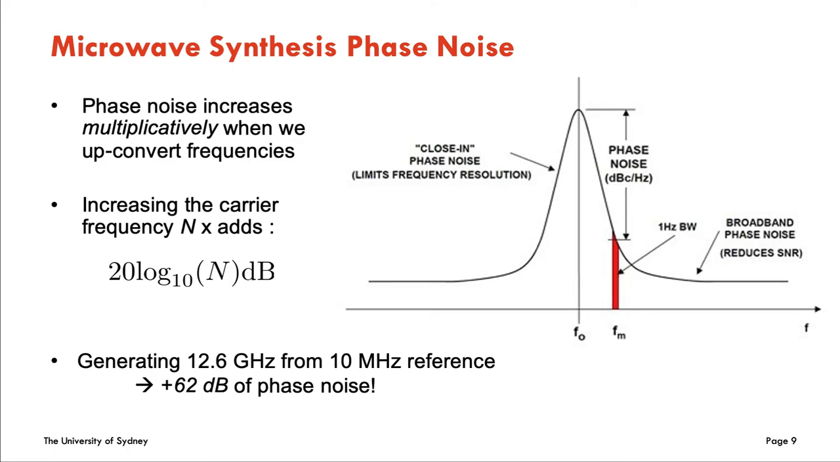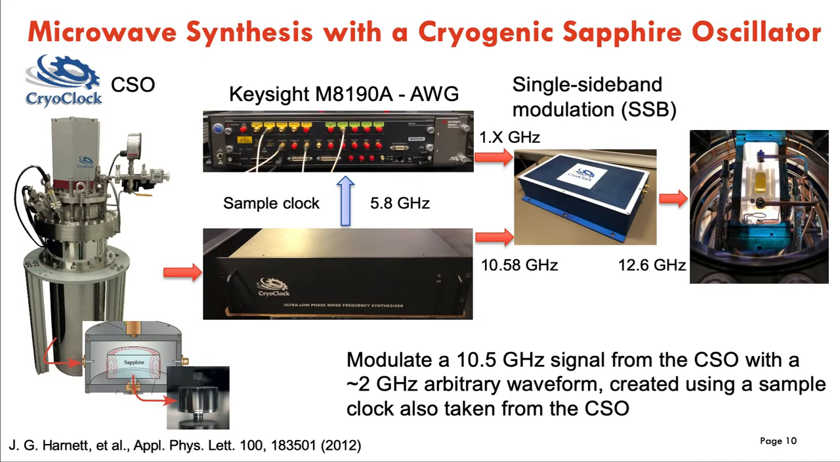So we started collaborating with a company in Adelaide, Australia, building cryogenic sapphire oscillators, or CSOs. Using a CSO from CryoClock, we can create a high frequency reference at 10 GHz with ultra low phase noise. The CSO actually outputs low phase noise references at multiple frequencies, including 10.5 GHz, which we use for our microwave baseband, and 5.8 GHz, which we will use for the sample clock reference for an ultra low phase noise arbitrary waveform generator. This will be used to create a 1 to 2 GHz ARB waveform with total phase control that can modulate the 10 GHz baseband and create a high purity, phase controlled microwave source, which we can use in our experiments.